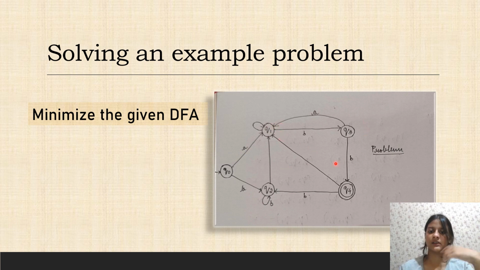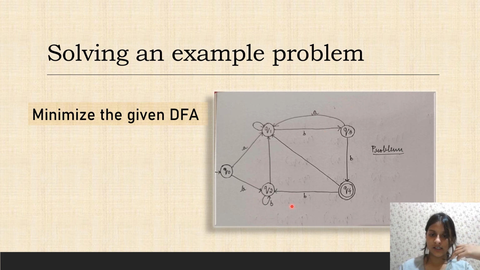So the first procedure was to check whether there is any non-reachable state. We'll check whether Q0 is reachable or non-reachable. At the start state, we don't do that. Starting is the start state, so we don't check it. Next we check Q1. One incoming arrow is there, so it's reachable. Q3 is reachable. Q4 is reachable. Q2 is reachable. Every state is reachable. So there is no non-reachable state, so we do not need to remove any state.